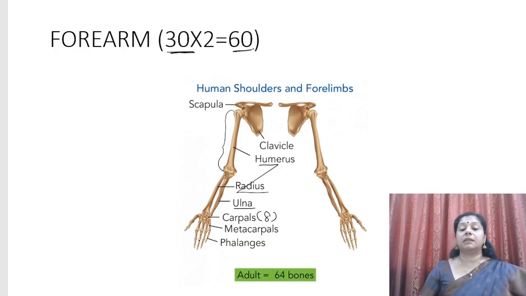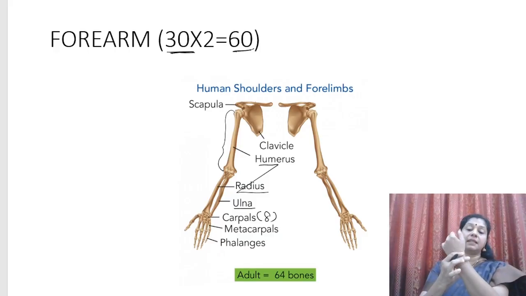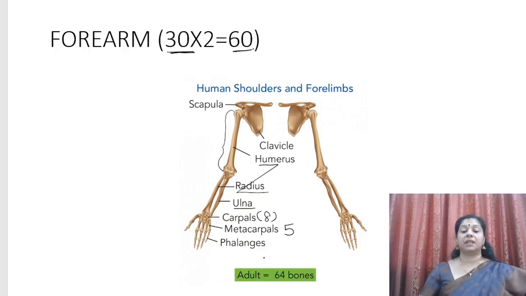Then we have the metacarpals. So here you can see in the wrist region we have the carpals, and here you can see the metacarpals. They are 5 in number. Then we have phalanges. Phalanges means our finger bones. You know that in each finger we have 3 phalanges for these 4 fingers. So 4 into 3, 12, plus in thumb we have 2. So 14 in each arm.